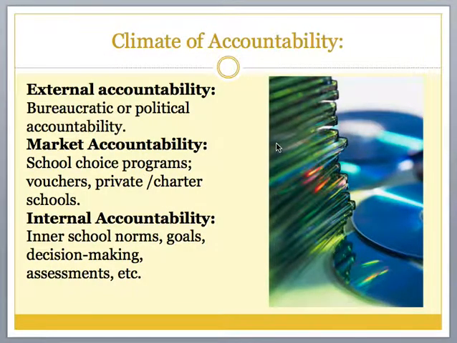The last thing that the textbook really talked about is accountability. We really live in an era of accountability. There's an external accountability where we answer to a larger group, the state, political, bureaucratic type. But there's also market accountability where we have competition. Public schools are not the only choice out there. And then we have an internal accountability where we're held to our school norms and the expectations of our stakeholders, our teachers and our parents and even our students. So there's an internal accountability that's also driving that.